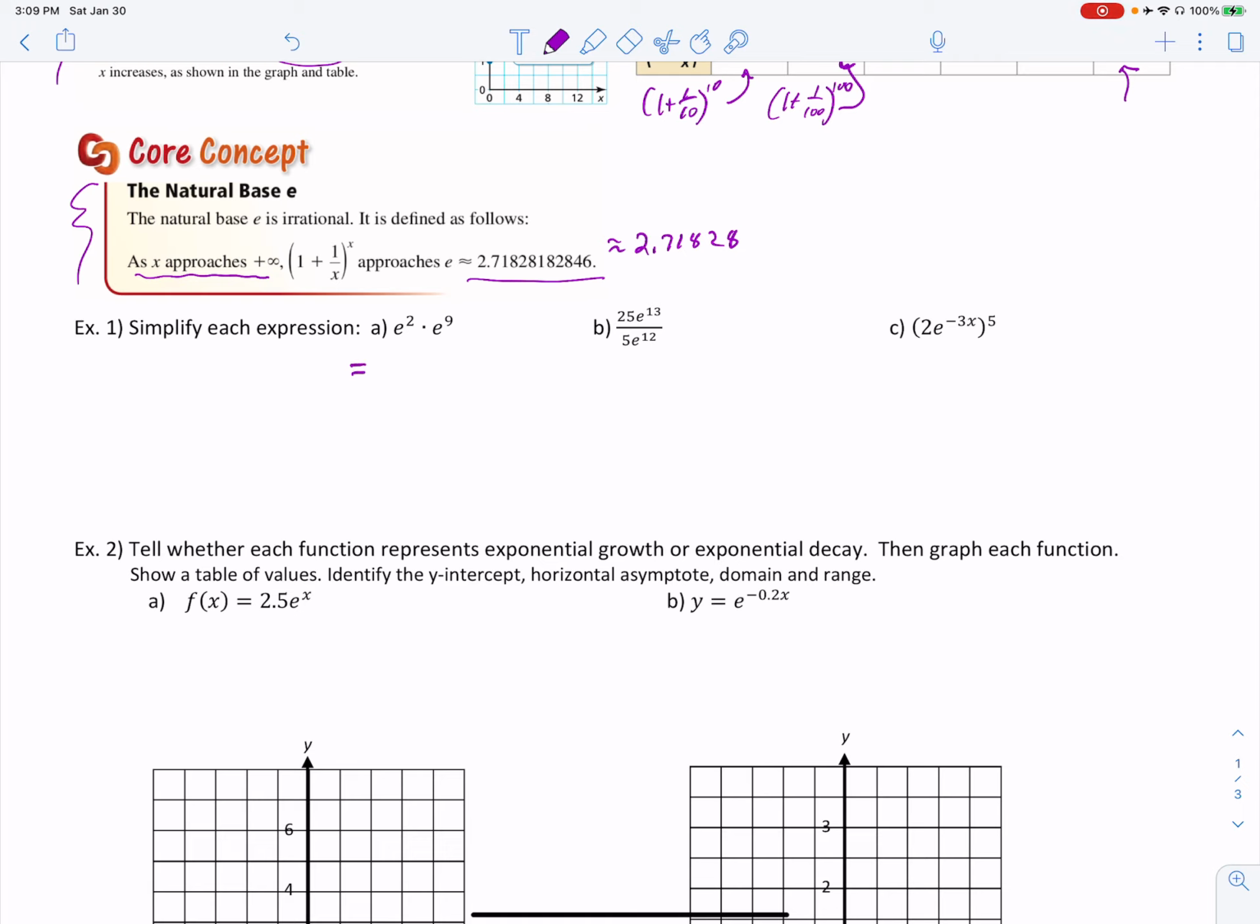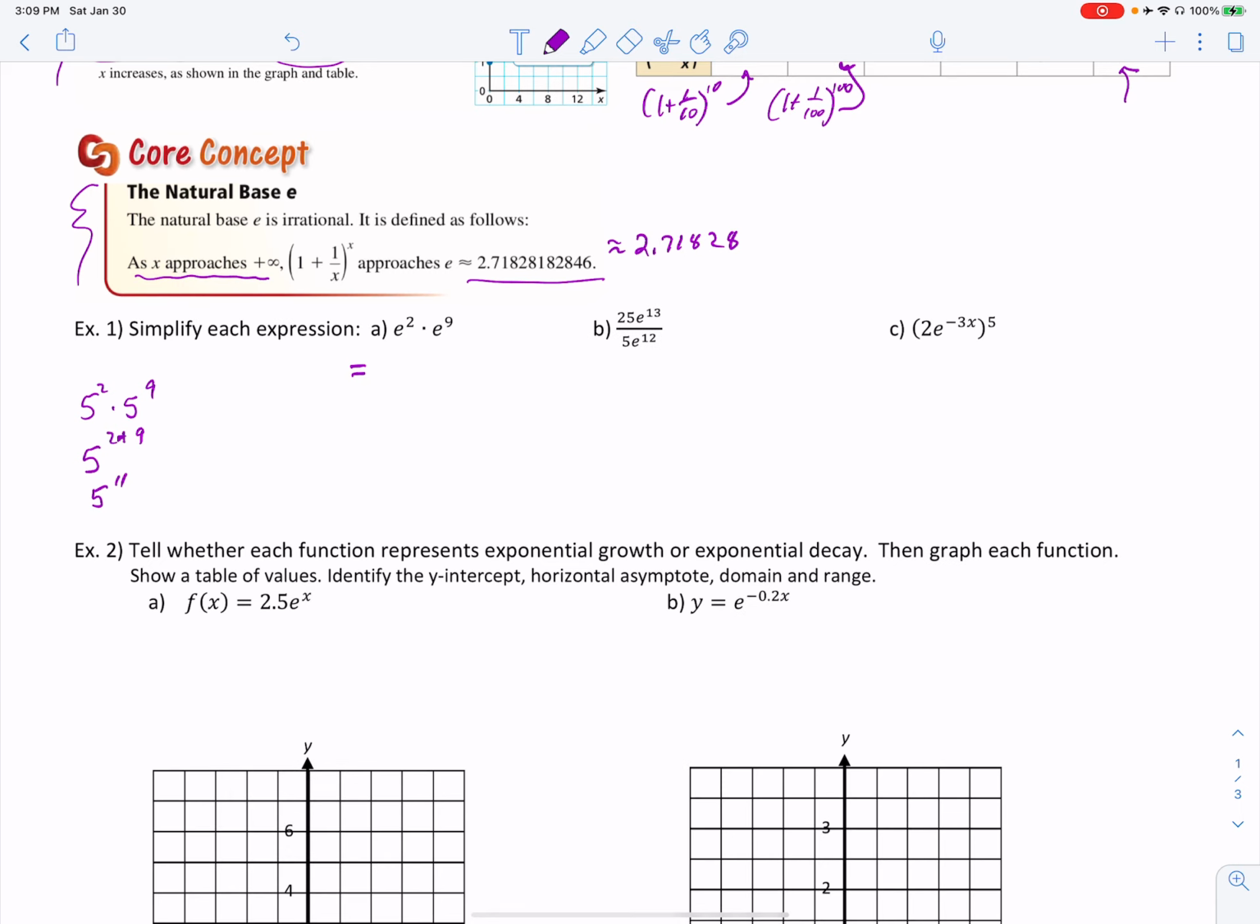And here, e is a number, just like if it was 5 to the 2nd times 5 to the 9th, we would say the bases are the same, so when you multiply, you add exponents and you get 5 to the 11th. e is a numerical value. It's just not a nice, neat, clean integer. So this is going to be e to the 2 plus 9, and you're going to get e to the 11th. And that's your answer. We're going to want these to be exact. Leave your answer in terms of e.